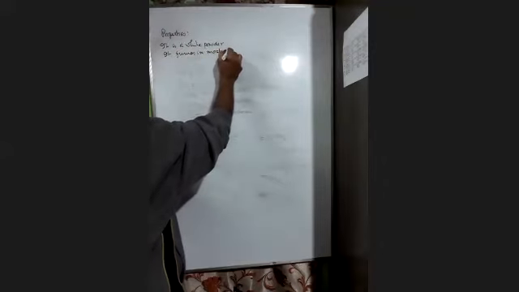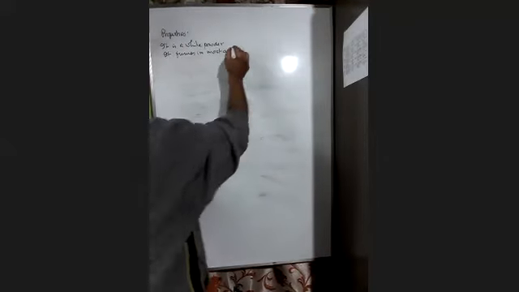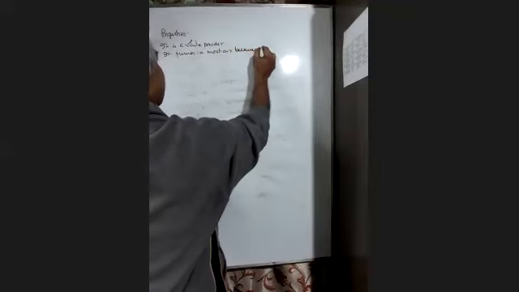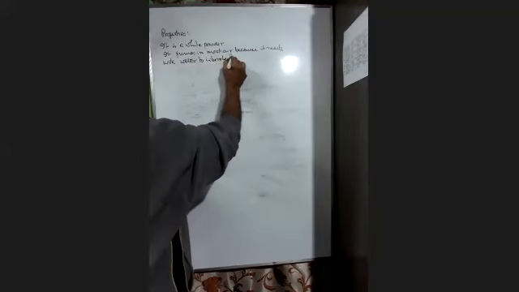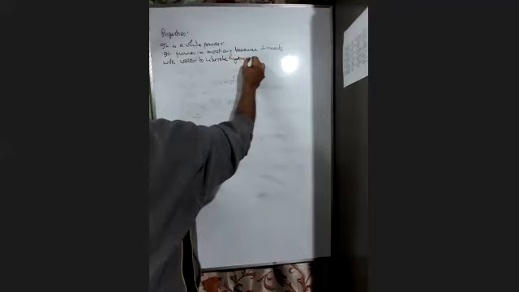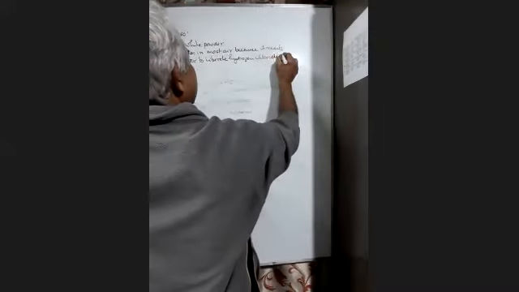It fumes in moist air. This question is important for all books. So what will be the answer? It fumes in moist air because it reacts with water to liberate hydrogen chloride. See, when you call it hydrogen chloride it is gaseous, and if it is in water solution it is called hydrochloric acid. Hydrogen chloride gas.